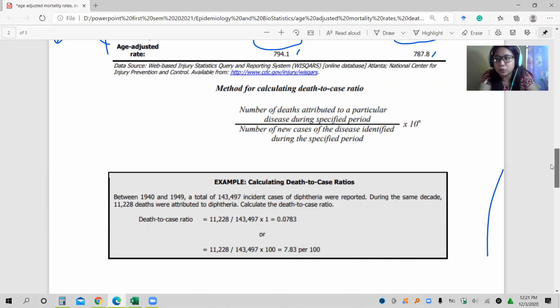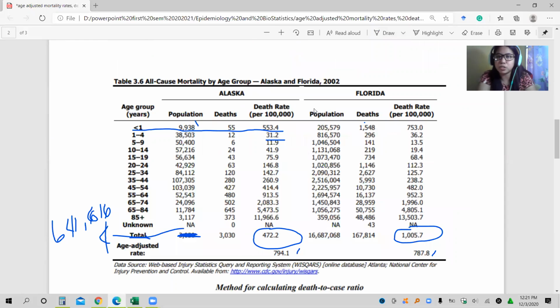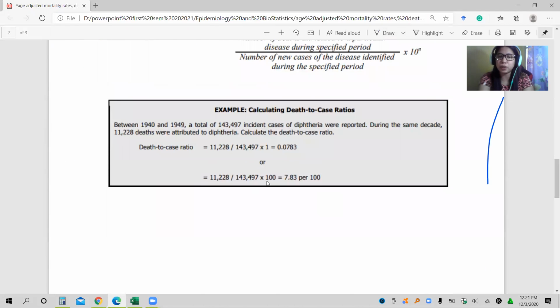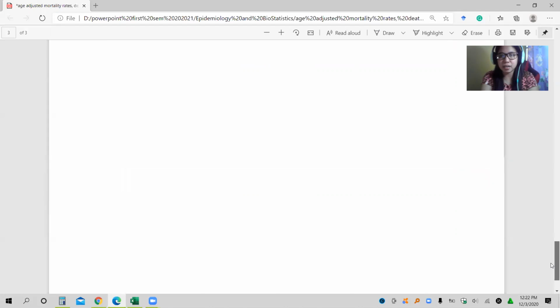So let's go back to the table. We can also compute the death rate multiplied by 100,000. In the case of our example here, if we multiply it by 100, it means that the death-to-case ratio is 7.83 per 100 cases. So this is all for this video.